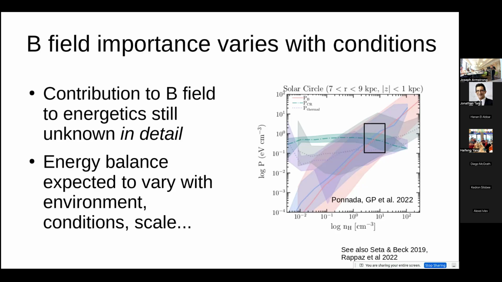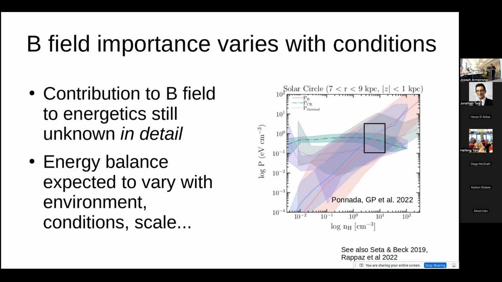But if I go to lower densities or higher densities, if I go near the center of the galaxy, that balance is bound to shift. This is a simulation. We don't really know what happens in reality, so we need observations to tell us what the energy balance is as a function of scale, environment, condition, you name it.